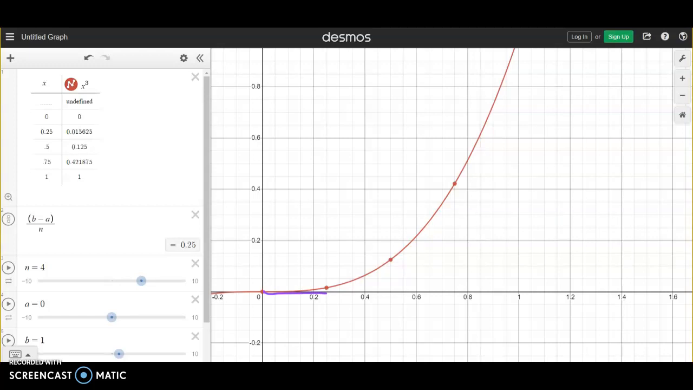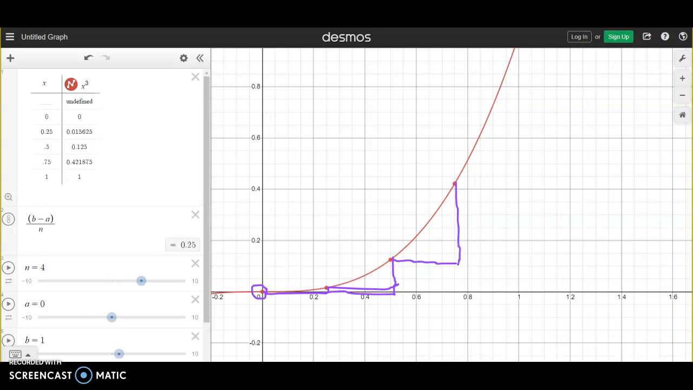So this rectangle is still 0 because we're using this endpoint, and the height at 0 is 0. So this rectangle really doesn't exist. And then we take the height at 0.25, and that goes all the way until here. So whatever this very small height we have here is. And then we take the height at 0.5, that carries us all the way to 0.75.